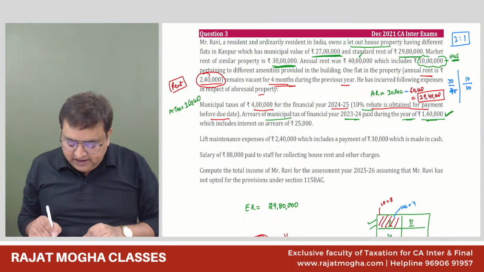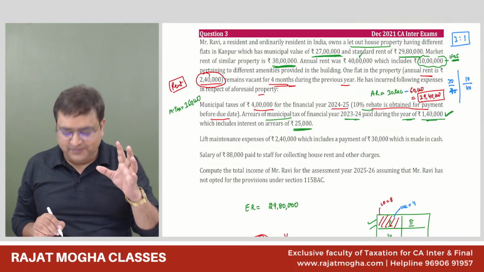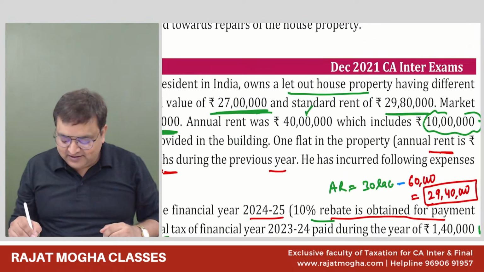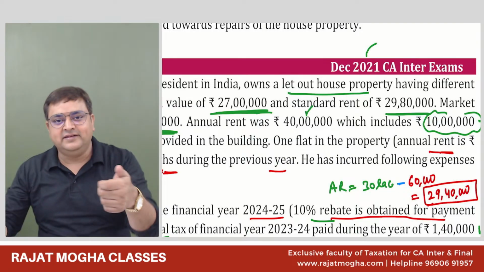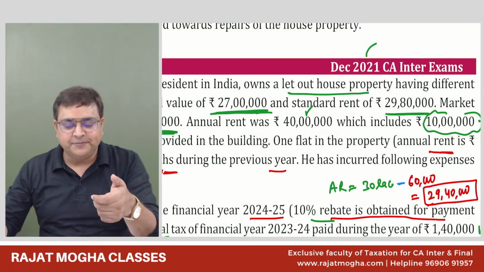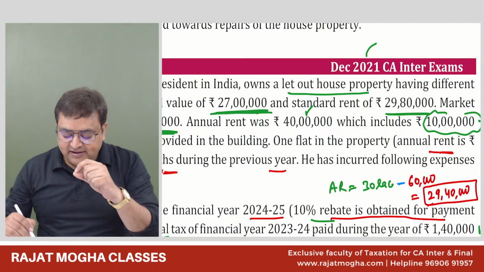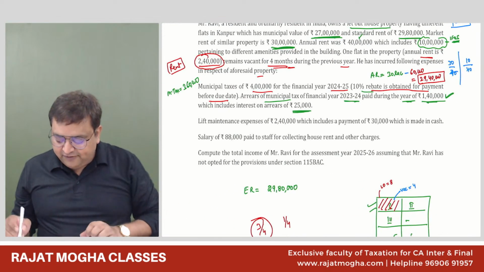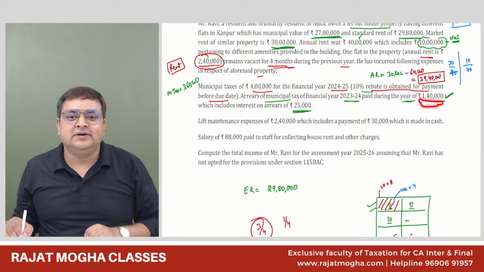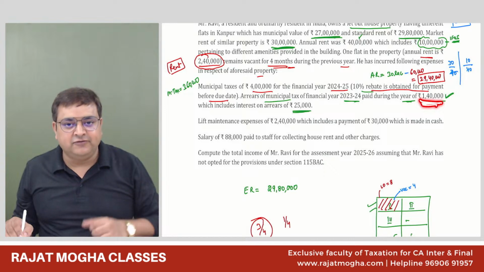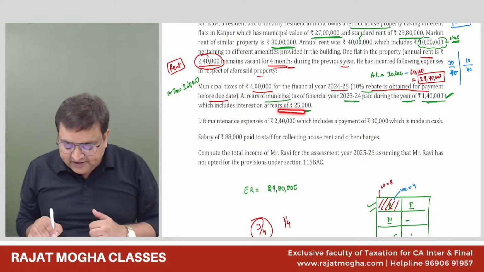Which includes interest of 25,000. Such a good question. So many adjustments they are giving you. It was an examination question. The difficulty level was a little higher in the exams of December 2021, but we should prepare this as well. So what they are saying is that 1,40,000 is the arrears of the last year, which includes interest on arrears of 25,000.